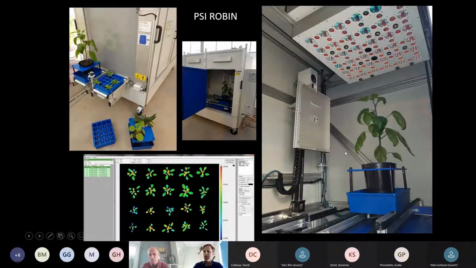What's actually more special about this PSI Robin is that it's also a chlorophyll fluorescence imaging panel. So all the light bulbs are meant to give a light treatment to the plant, and then the camera is analyzing what the plant is actually doing with the light. So the light is not meant to make a beautiful picture, but it's really to give the plant a treatment and analyze the response of this plant to the treatment.